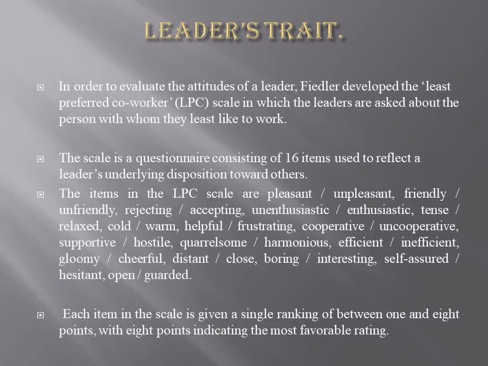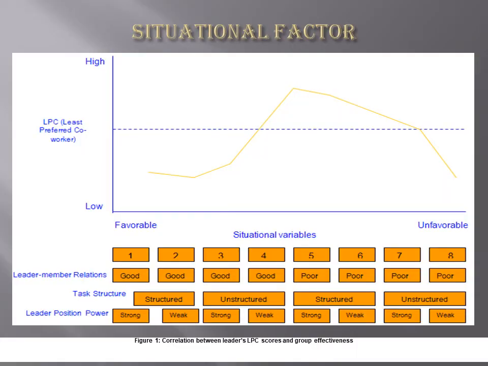This scale is in the form of a questionnaire consisting of 16 items reflecting the leader's underlying disposition toward others, including, for example, pleasant, unpleasant, friendly, unfriendly, enthusiastic, unenthusiastic, and so on, where each item in the scale is given a single ranking line between 1 to 8 points, with 8 points indicating the most favorable rating. Now, we will discuss the situational factor.